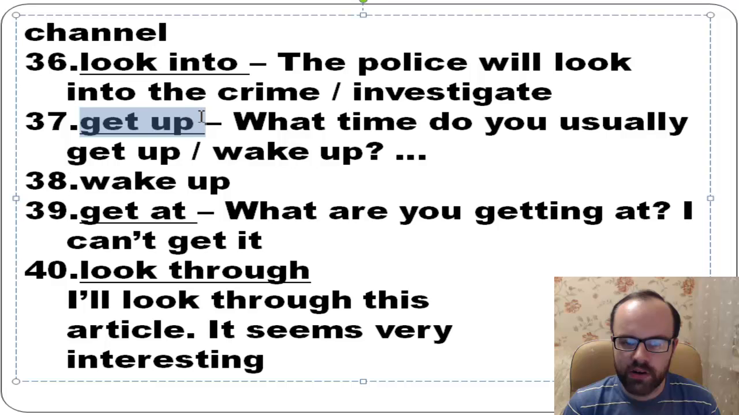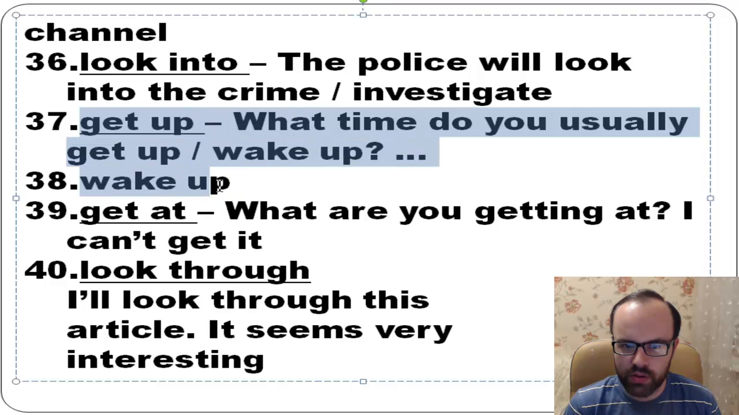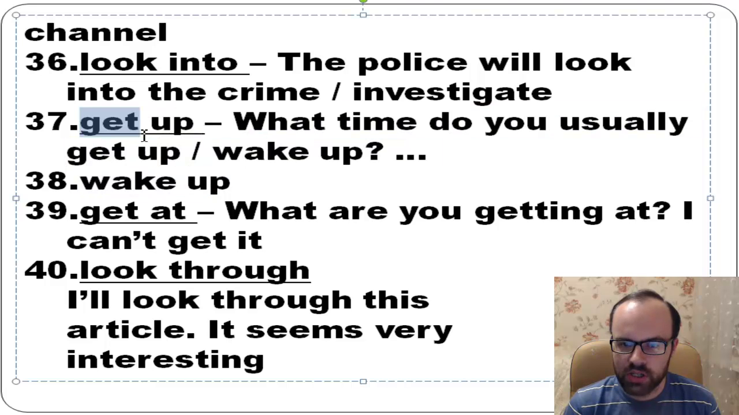Get up. It's a very common phrasal verb, so get up and wake up. What time do you usually get up? What time do you usually wake up? So you go to bed, you sleep, then you wake up when you open your eyes, and then you get up. You get up and maybe you go to the bathroom, you go to the kitchen. So first you wake up and then you get up.